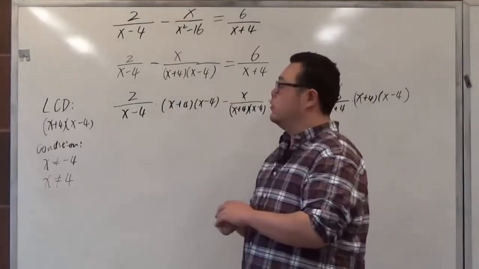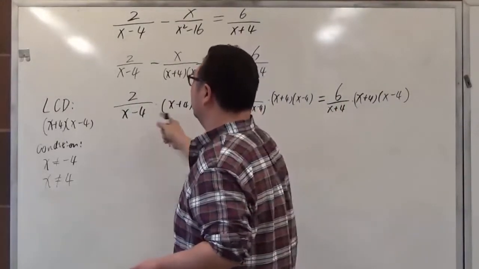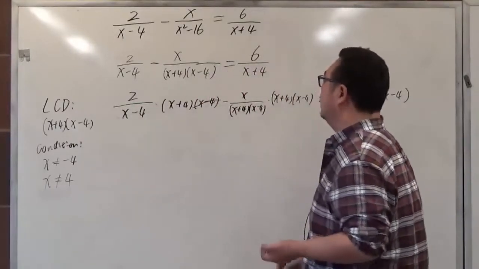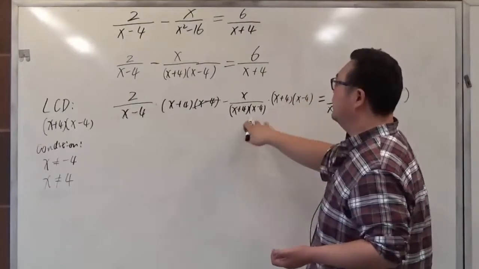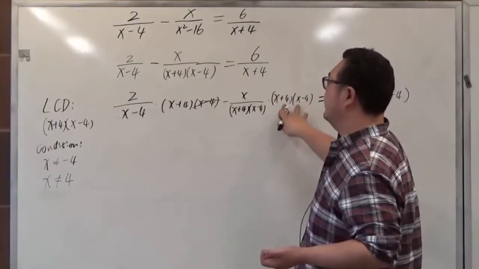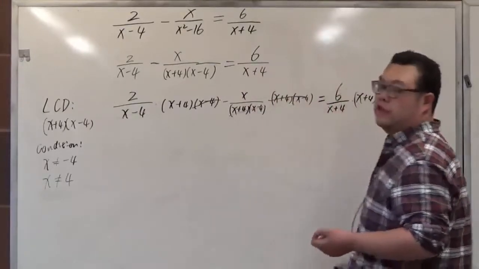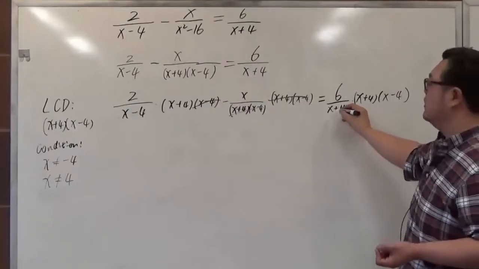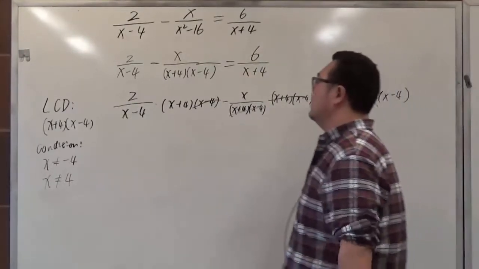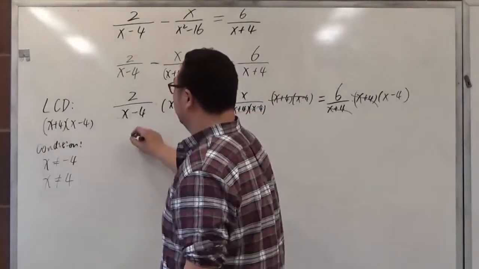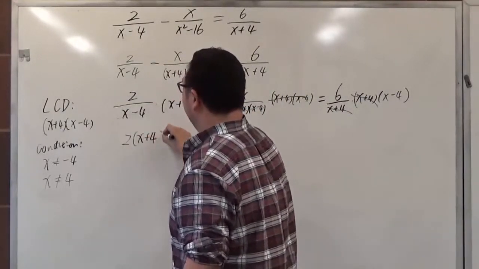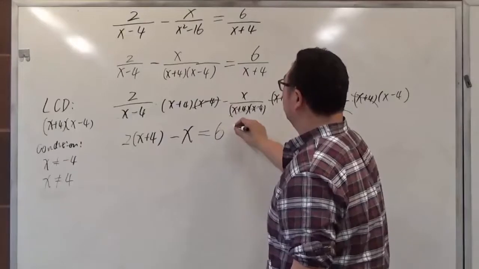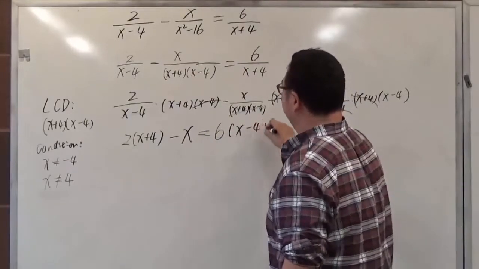And the next step is canceling. We have the denominator x minus 4, which should be cancelled out by whatever we multiply by x minus 4. On the second term, the denominator and whatever we multiply are just matched, so we cancel everything out. And for the third term, we have x plus 4 in the denominator, so we cancel out the x plus 4. Making it look better, we'll have 2 times x plus 4 minus x equals 6 times x minus 4.